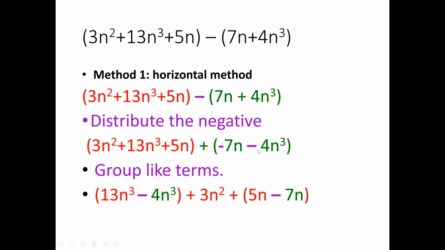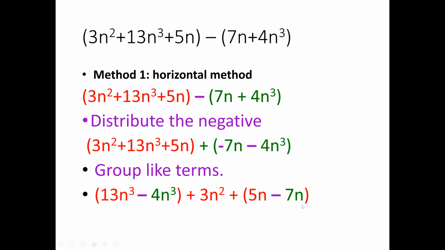Then now we can combine the like terms or group the like terms. We have only one n squared, so I will leave the 3n squared by itself. Then next I have 13n cubed and negative 4n cubed, so I'll group 13n cubed minus 4n cubed. Then n squared is only one, so plus 3n squared. Then we have 5n and minus 7n, so I'll group 5n minus 7n.